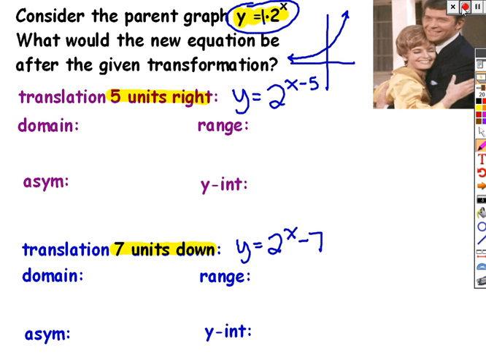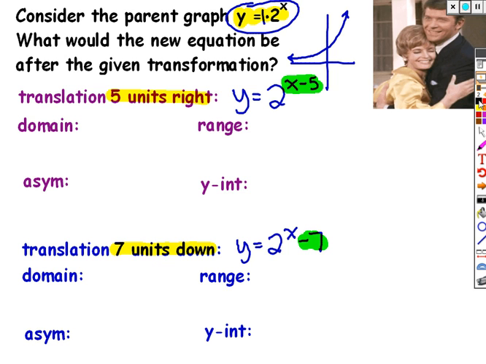So here are the new functions, the same thing that happens with a square root graph, a parabola, a cubic function, or a line. If I want to move the parent graph 5 units to the right, I just need to subtract 5 from the x value, which for the exponential function is found in the exponent. If I want to move something 7 down, I just subtract 7, not attached to the x, just after that 2 to the x power.